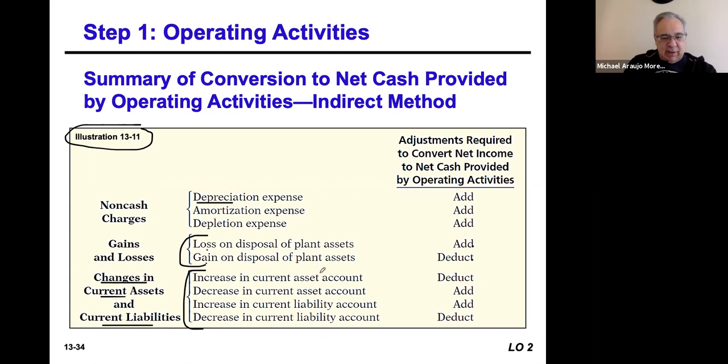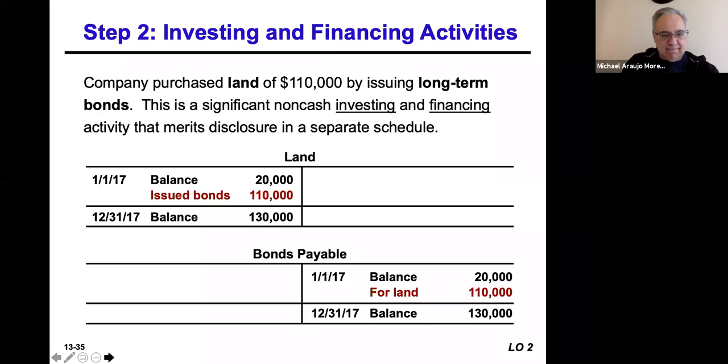So increases in current assets means you have to use cash to buy more inventory. So you deduct it. However, a decrease in a current asset means you saved cash, so add it in. Increasing a current liability means you saved cash, add it in. Paying down a current liability means you use cash, take it out. So that's your conversion table for the indirect method. I highly recommend you use that illustration. I think things will make a lot more sense.